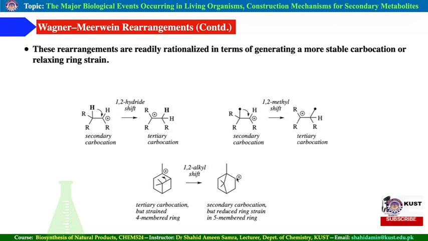The reason here being that in this structure, although the carbocation is tertiary, this structure contains a 4-member ring. A 4-member ring has a very high ring strain. So when it converts to this structure, it's being transformed to a 5-member ring. A 5-member ring has far less ring strain as compared to a structure containing a 4-member ring, so achieving stability. Stability may be achieved by converting to a more stable carbocation or producing a system that has less ring strain.